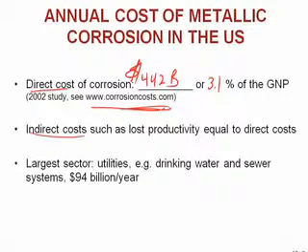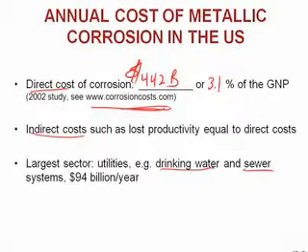I mean, you know about the corrosion of bridges or cars, but what they picked out as one of the largest areas, the largest in fact, was utilities. For instance, drinking water and sewerage. Okay? So we use pipes to bring water to houses and sewers to take it away, right? And it turns out that the cost of failure of these components is huge.